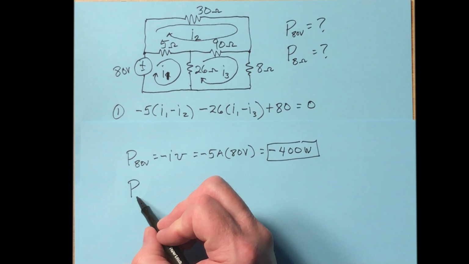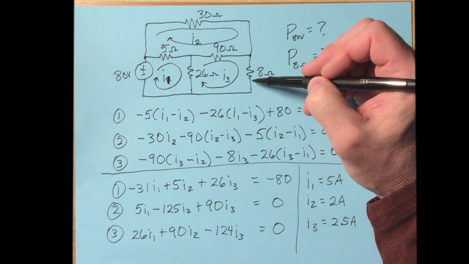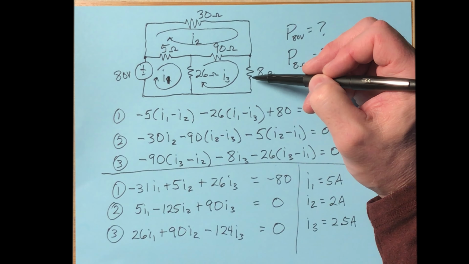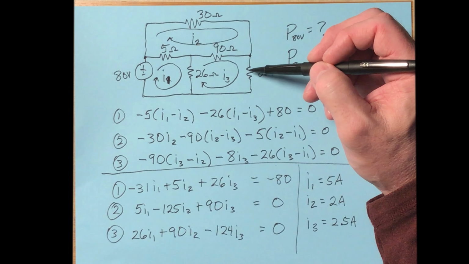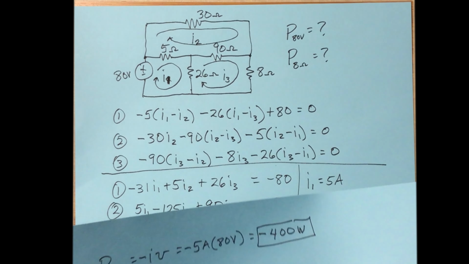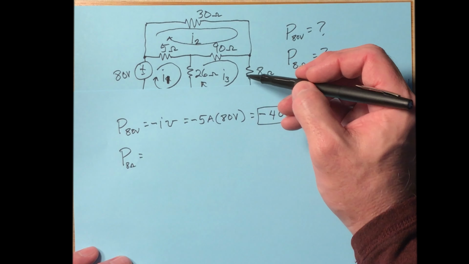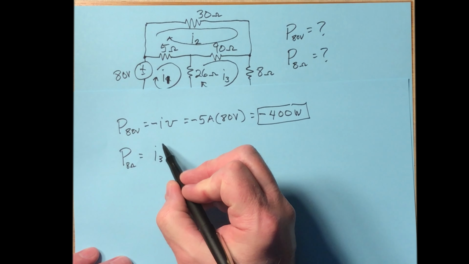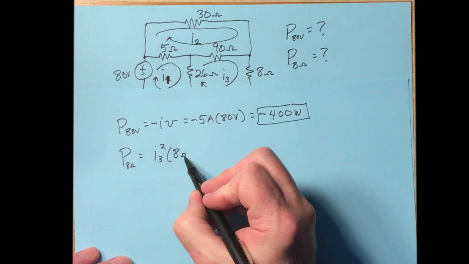Now let's do the power for the 8 ohm. Do I write P equals IV or P equals minus IV? Doesn't really matter because it's an 8 ohm resistor. It's always going to be dissipating energy. So it's always going to be absorbing and never supplying energy. So the way to approach this is use I squared R. So I going into it is I3, square it, and then times R of 8 ohms.